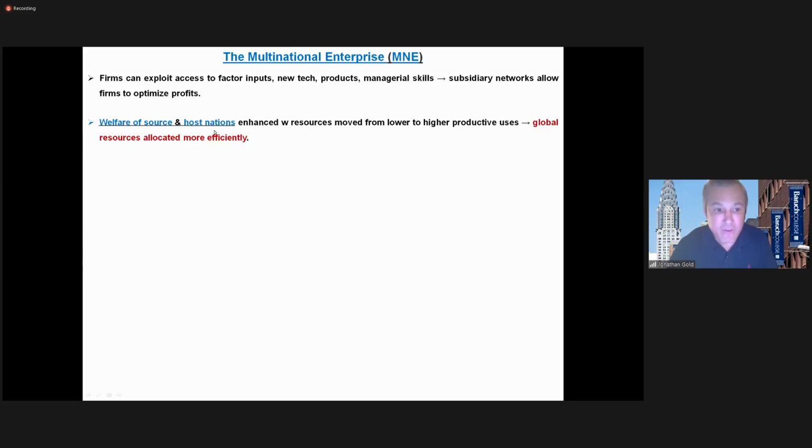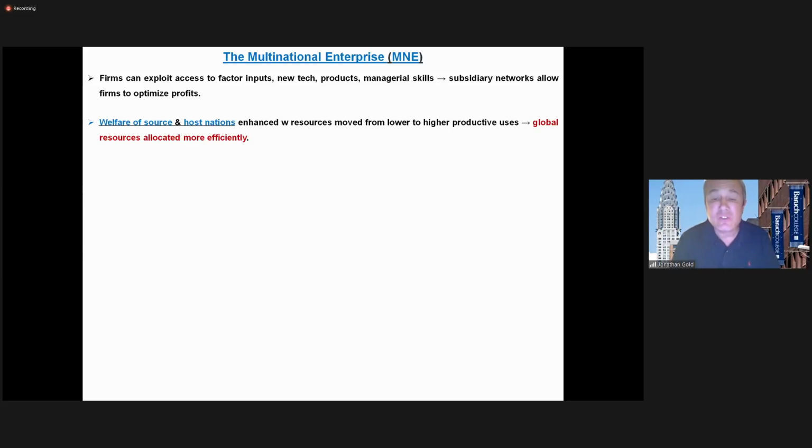And so we talk about the welfare of the source and host nations being enhanced, with resources being moved from lower to higher productive uses and global resources being allocated more efficiently through the multinational enterprise that's able to exploit comparative advantages around the world, break up the iPhone into its component parts, and mine the manufacturing capability of 7 different nations to produce those parts and then ship them all to China and have them assembled into a finished product, the iPhone, at Foxconn, that gets shipped through supply chains all over the world. This is considered a good thing. The comment about the taxes, of course, is an ancillary issue with regard to multinationals.